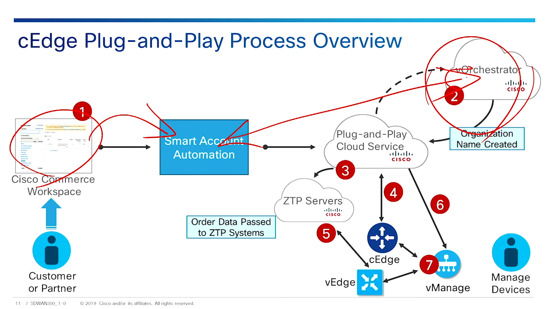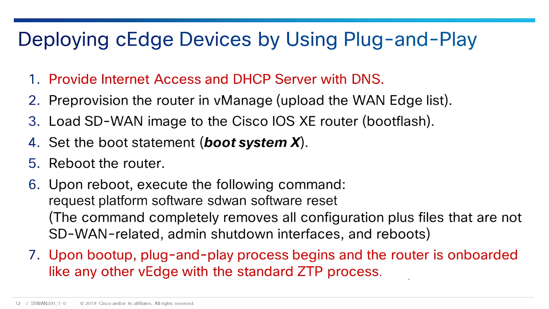And then those ZTP servers are going to be used to onboard all the vEdge routers as well. And vManage will be able to synchronize all that smart account information directly from that plug-and-play cloud service and receive that WAN list automatically. After those are successfully enrolled, they integrate with vManage down here. And they'll just show up in your vManage portal.